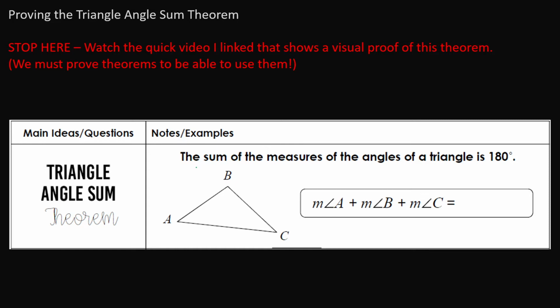Now that we've proved that theorem, we know that the sum of the measures of the angles of a triangle is 180 degrees. In this specific diagram, we know that the measure of angle A plus the measure of angle B plus the measure of angle C is equal to 180 degrees. And that's true for any triangle.